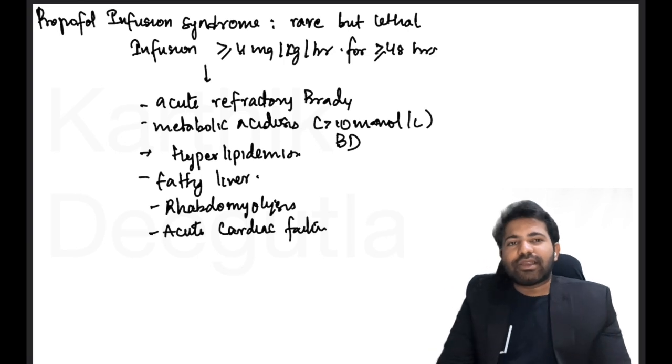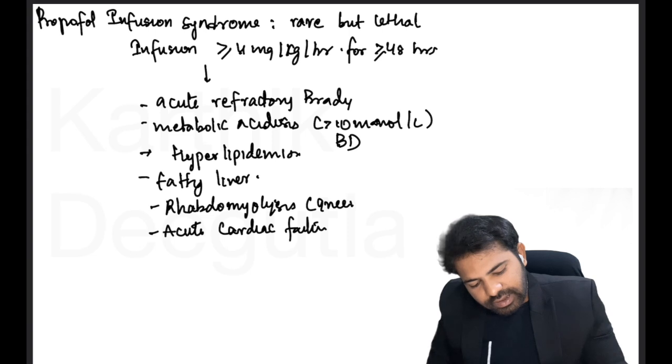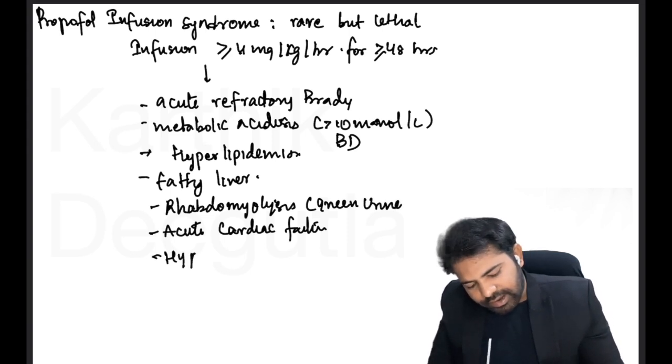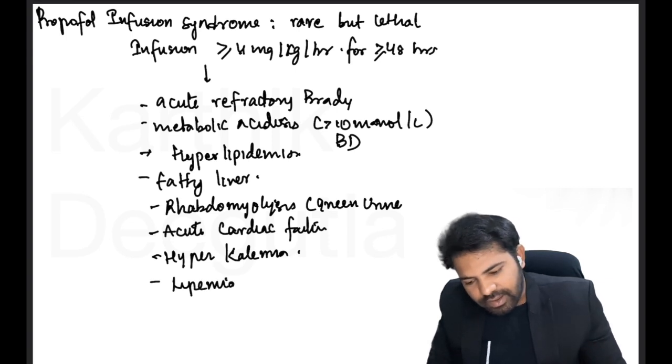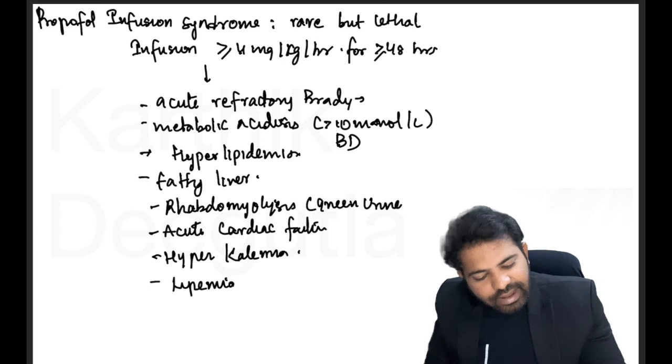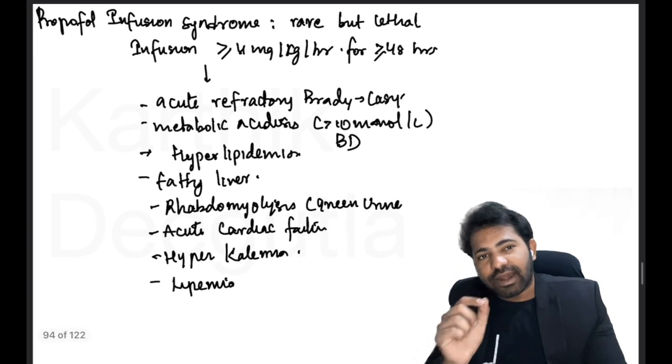And this rhabdomyolysis can lead to green colored urine. Then it can cause hyperkalemia, and it can cause lipemia. This bradycardia can lead to asystole also. The patient can land up in cardiac arrest.